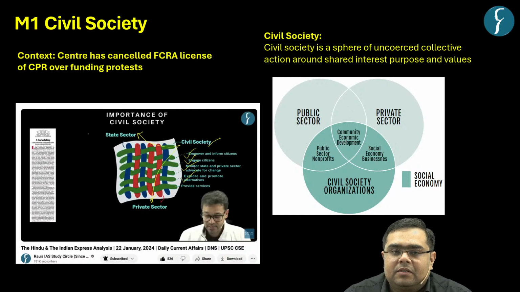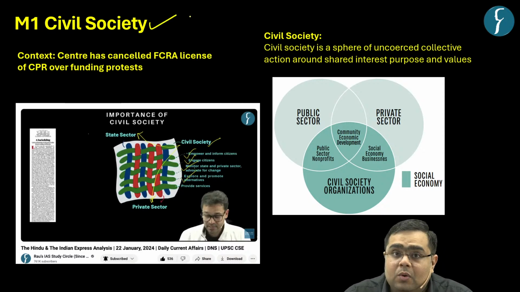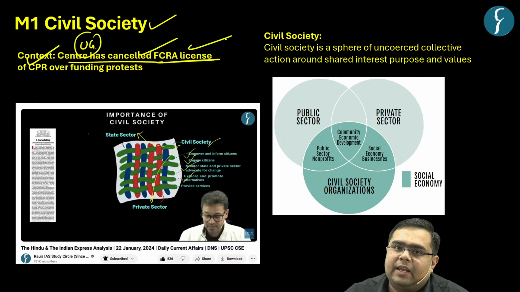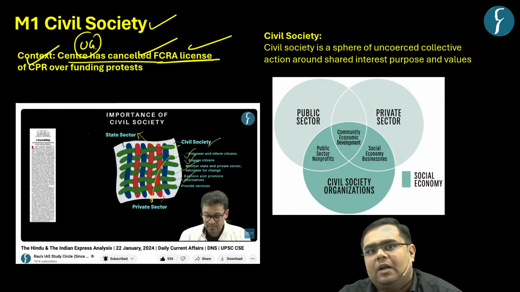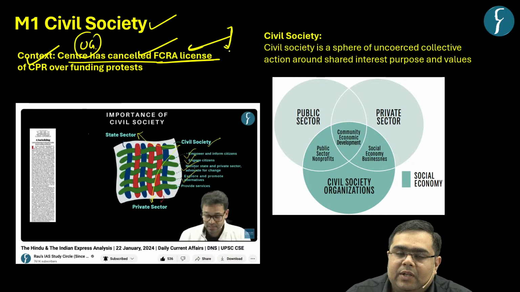Now let us discuss the first main topic of the day, which was with respect to civil society. What was the context of the news? The context was that the Centre, that is the Union government, had cancelled the FCRA license. What is FCRA? FCRA is an act of Parliament which enables NGOs or civil society organizations to receive funds from foreign contributors.